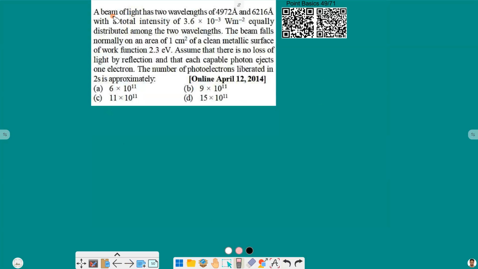A beam of light has two wavelengths, 4972 angstrom and 6216 angstrom, with total intensity equally distributed among the wavelengths. The beam falls normally on an area of 1 centimeter square of a clean metallic surface. Work function is given. Assume that there is no loss of light by reflection and that each capable photon ejects one electron. The number of photoelectrons liberated in 2 seconds.